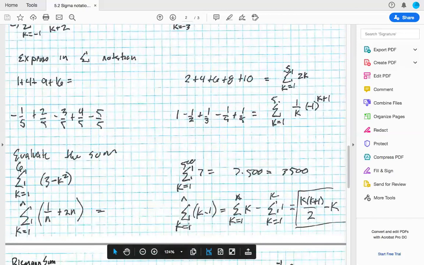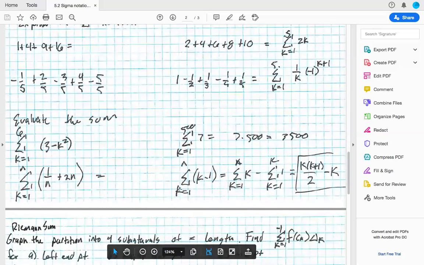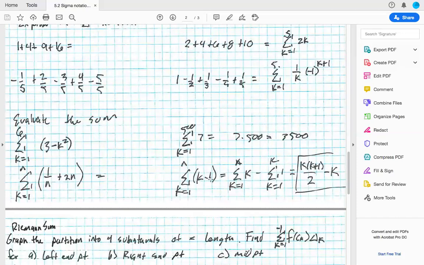Now, if we have the sum of k equals 1 to n, we don't know where this is going to end. But if we have the sum of k minus 1 from k equaling 1 to n, we can use that linear operator, like power of the sum, to say this is going to be the sum of k from k equals 1 to n minus the sum of 1 from k equals 1 to n.